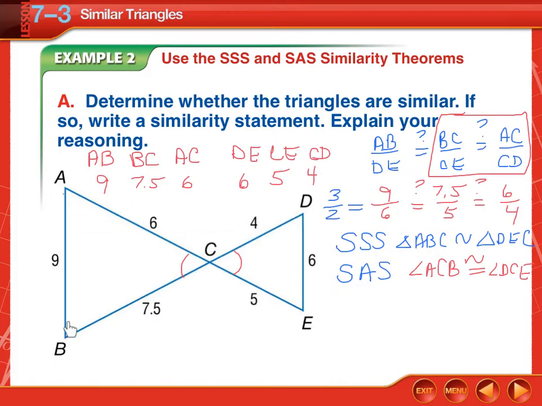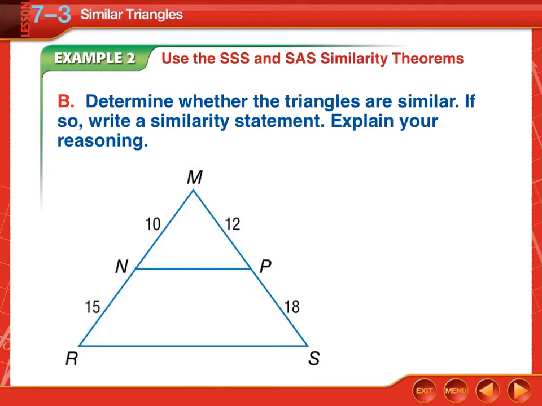We would have needed to look at AB to DE as AC is to CE, because those sides could have been the corresponding sides. So in that case, this type of problem is a little bit tricky. Moving on, let's determine whether the triangles below are similar, and if so, write a similarity statement.